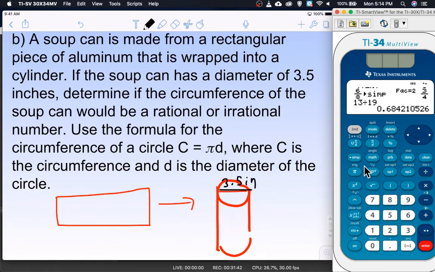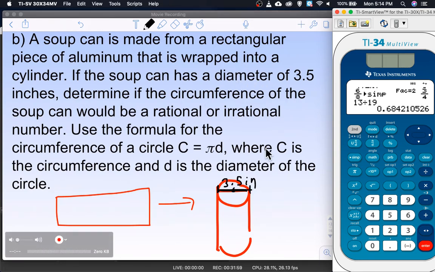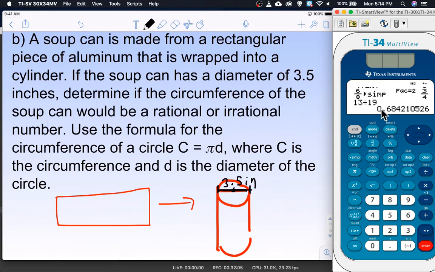Now, diameter, in case you don't remember, is the whole way across the circle, going through the center. You might be confusing that with a radius, which only goes from the center to the outside. A diameter goes from outside to outside through the center. Okay, soup can has a diameter of 3.5 inches. Check. Determine if the circumference of the soup can would be rational or irrational.